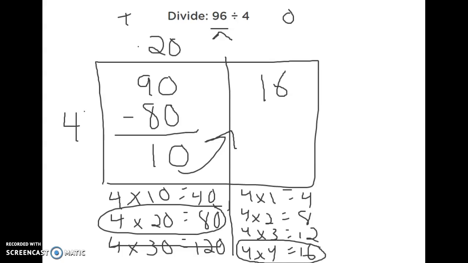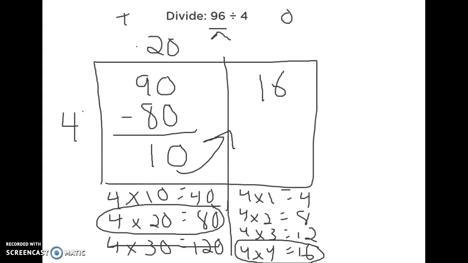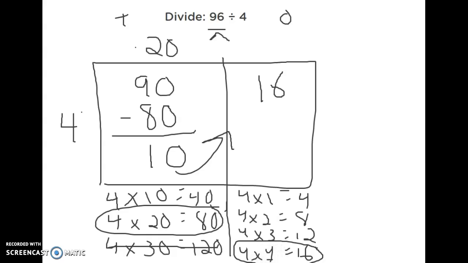I'm going to circle it. Now 4 here is what I got when I multiplied, so my 4 is going to go on the top. My 16 is going to go inside, and I'm going to subtract it, and I'm left with 0.